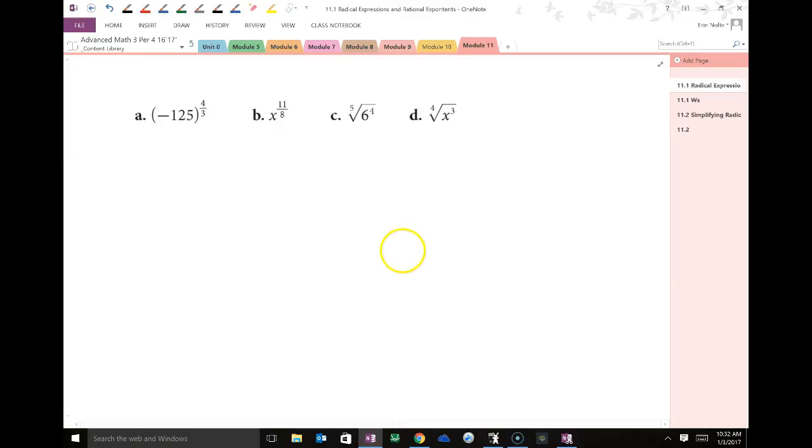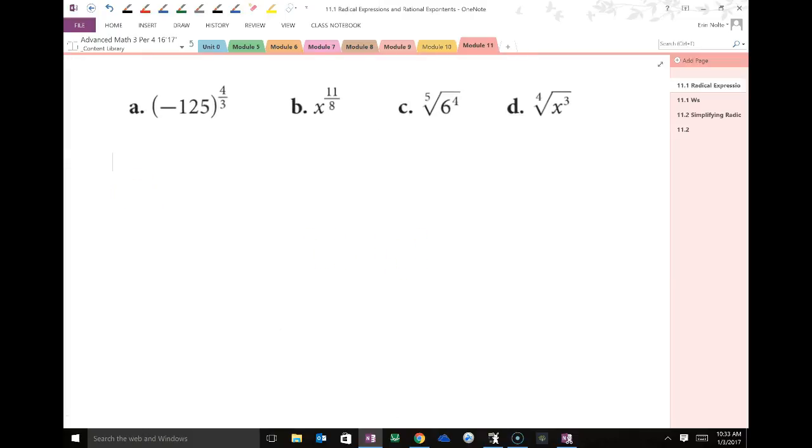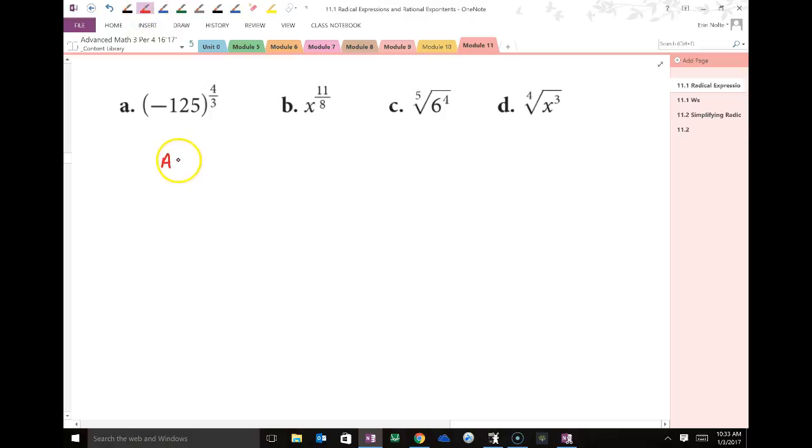All right, so here is what you will see. A few examples. All we're going to do is convert it to whatever the other form is and then simplify as far as we possibly can, if we even can. So for A, what form am I given? The exponential. So the first thing I'm going to do is convert it to the other form. So what is the radical form of this?